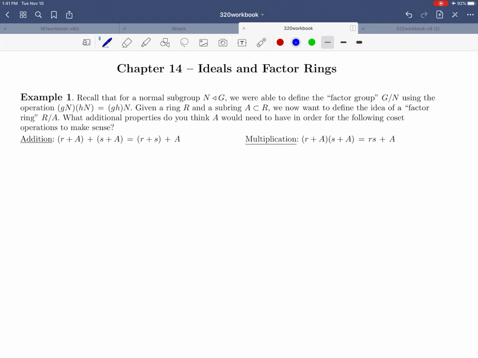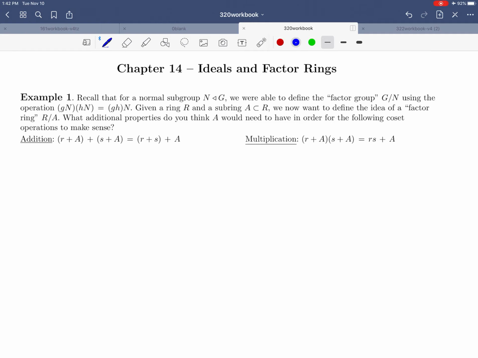In chapter 14, we're going to learn about ideals and factor rings. And ideals and factor rings are the equivalent of normal subgroups and factor groups that we studied in previous chapters. So let's revisit this idea of what a normal subgroup is and what we needed for a factor group to be able to define a factor group.